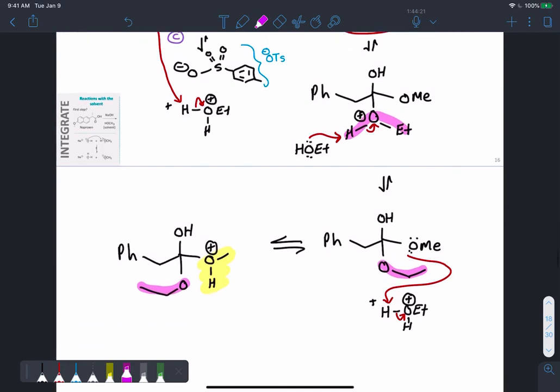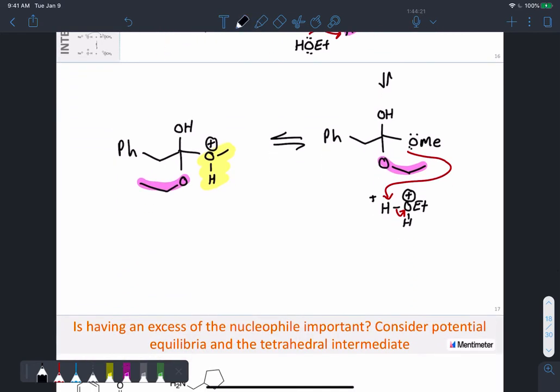Okay, so now that we have that new leaving group, we can have a collapse again of that tetrahedral intermediate, expelling that leaving group, and that gets us to that other possible product.